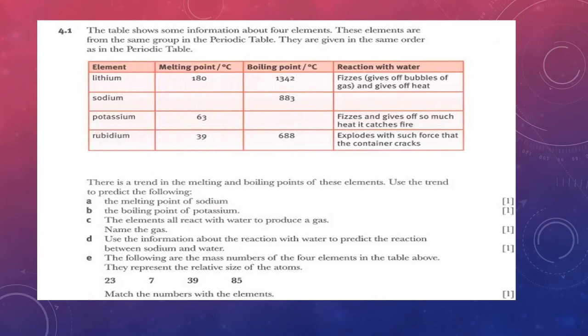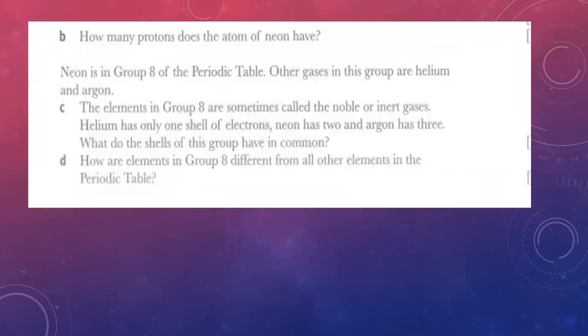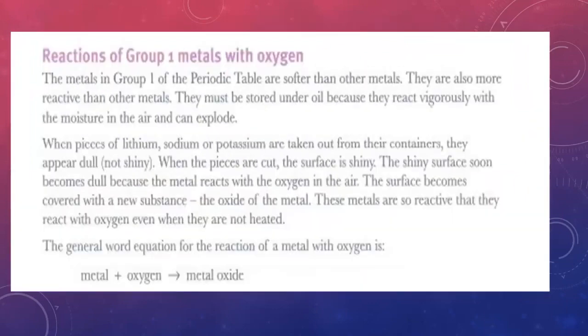The elements all react with water to produce gas. Name this gas. What happens when the elements in group 1 react with water? It will produce, repeat again. Okay, we'll return to this question. But now we will complete all the activity, chemical properties of the metals in group 1.